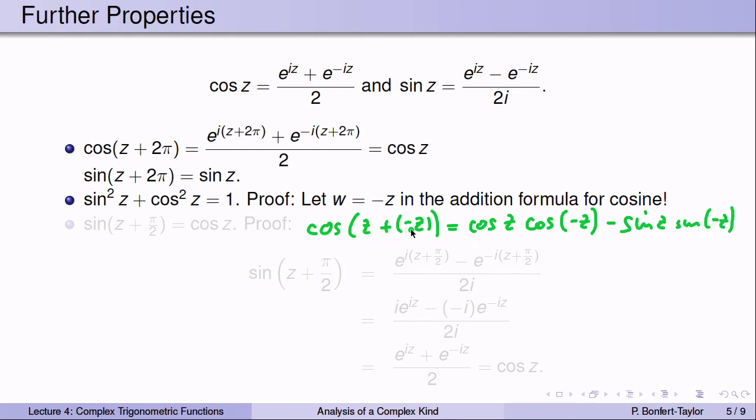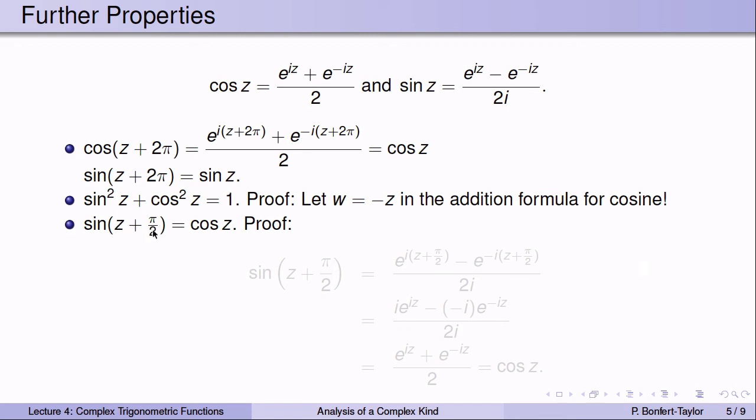Z plus minus z, that's simply 0. So this side of the equation becomes cosine of 0. But cosine of 0 is 1. On the right-hand side, cosine of minus z is the same as cosine of z. We showed that the cosine function is an even function. So this is cosine z times cosine z, which is cosine squared of z. On the other hand, sine of minus z is minus sine of z. So this minus sign can be pulled out and joins this minus sign in order to give me a plus. Altogether, sine squared of z. So that's how simple it is to prove that formula.